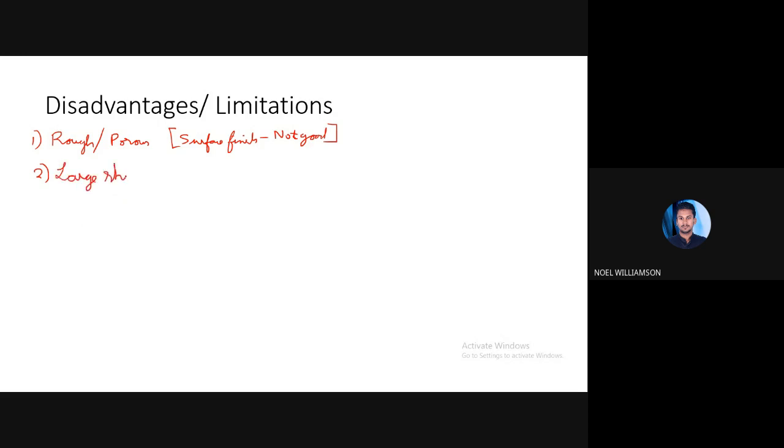The large shrink rate of the process, selective laser sintering, increases the tendency for the prototype to warp.